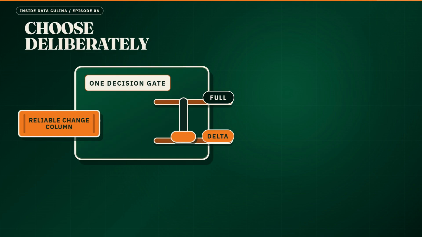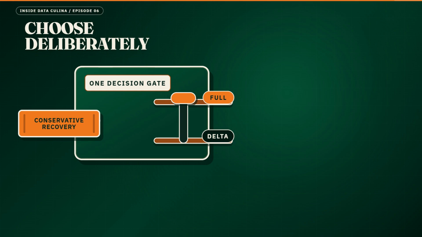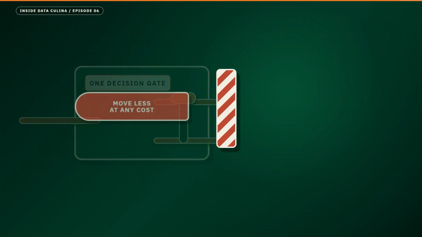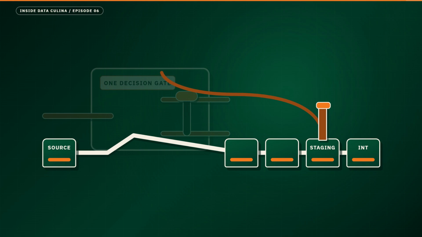Choose deliberately. Use delta when the source exposes trustworthy incremental change. Use full when delta support is missing or unreliable, when complete state comparison or deletion detection matters, or when conservative recovery is safer than clever backfill. The watermark gate is not about moving less data at any cost. It makes every boundary explainable.